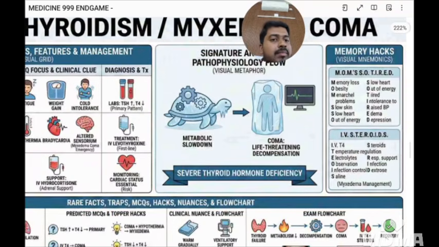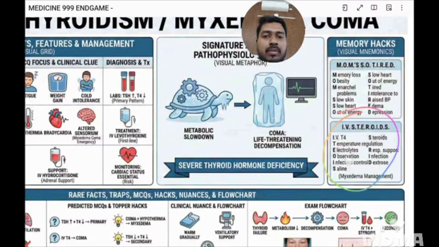This is the mnemonic to remember this: memory loss, obesity, all these things are related to hypothyroidism. Then you give this Myxedema management, which we will study now. One is IV thyroxine, that is IV T4. Next, temperature regulation, watch electrolytes, observation, infection control, saline. Then you give steroids, that is IV hydrocortisone. You give respiratory support, control infection, and then give dextrose. So this is the management protocol.